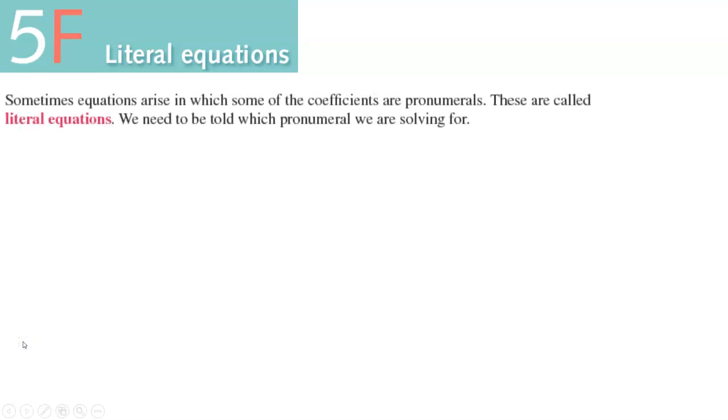So, what are they? Now, sometimes we have equations in which some of the coefficients are pronumerals. So it's not just one letter or two letters, there's multiple letters. And these are called literal equations. We need to be told which pronumeral we're solving for. So let's have a look at some examples.